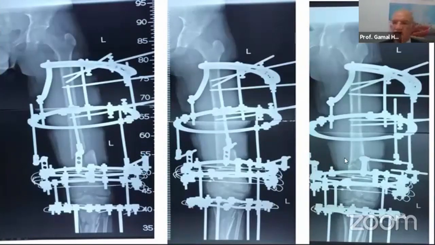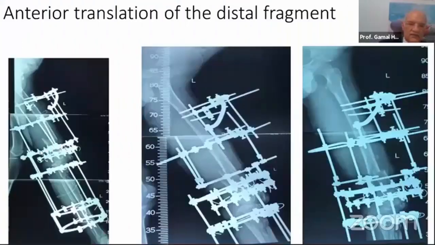Then we did compression. This is a short oblique fracture. If you do axial compression, you're going to have shortening. It's side-to-side compression. Then look at the lateral. We did distraction first. Then we pushed this distal fragment. We changed the construct, 1 millimeter per day, till we got overcorrection. Why did we have overcorrection with this anterior translation? Because we want to get rid of soft tissue interposition.